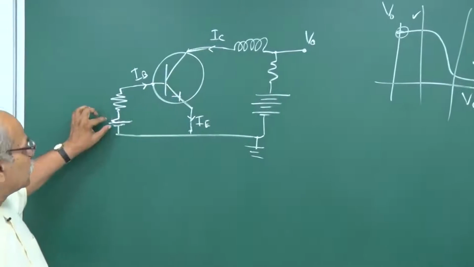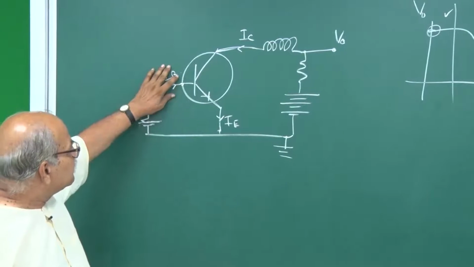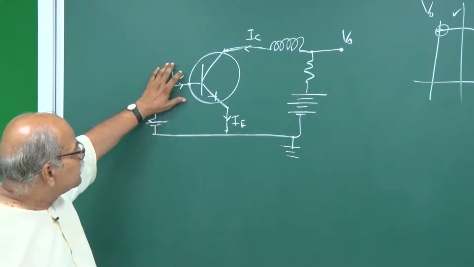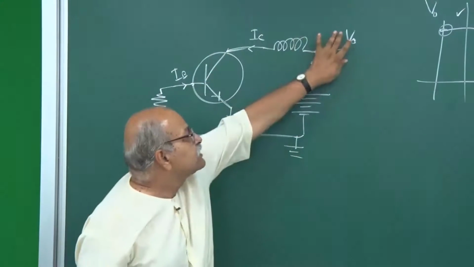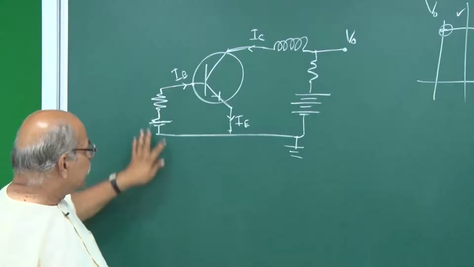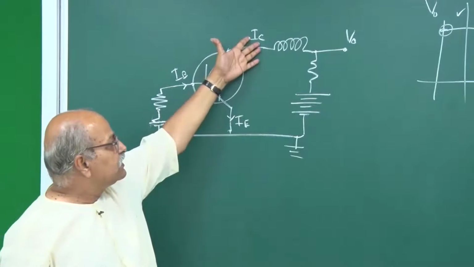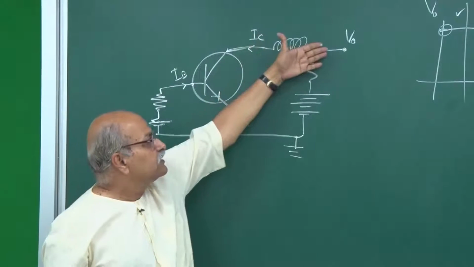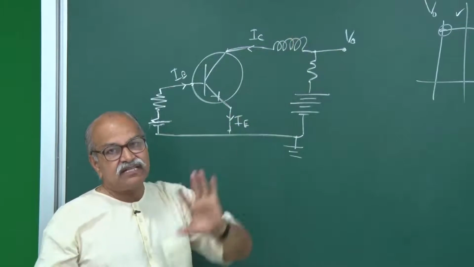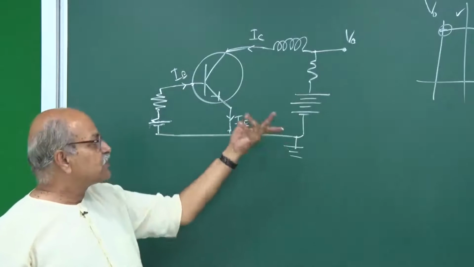So if you are not providing the current here, then there is no current here, and this voltage is maximum. And if you are providing sufficient biasing here, then you have sufficient current here, large current here, and then this is almost 0 that we had seen. So this is how it works as a switch.